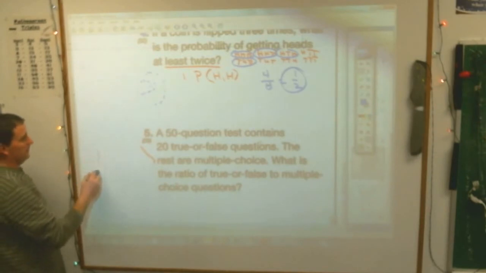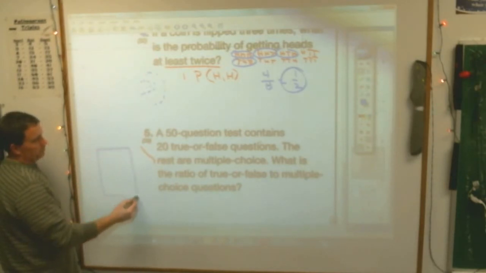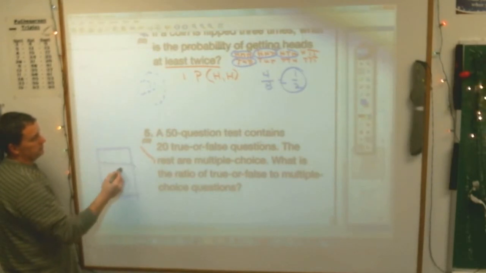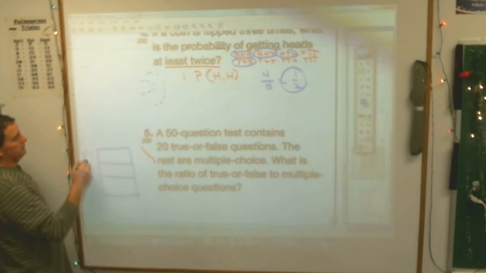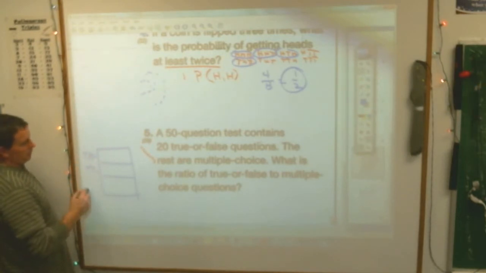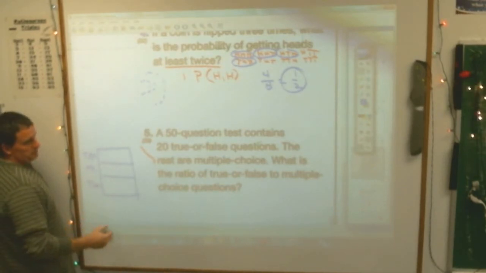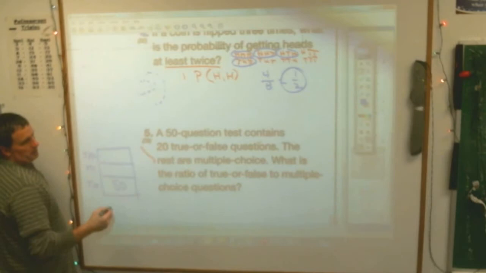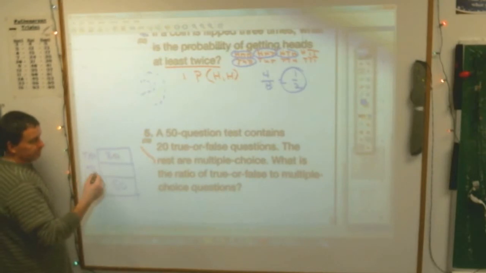Alright, so I don't know if you necessarily need to do this, but we can. You split this box up into a test. You're looking at true and false. You're looking at multiple choice, and if you add those together, you get total questions, right? So how many total questions were there? How many were true and false? So that means how many multiple choice did there have to be?